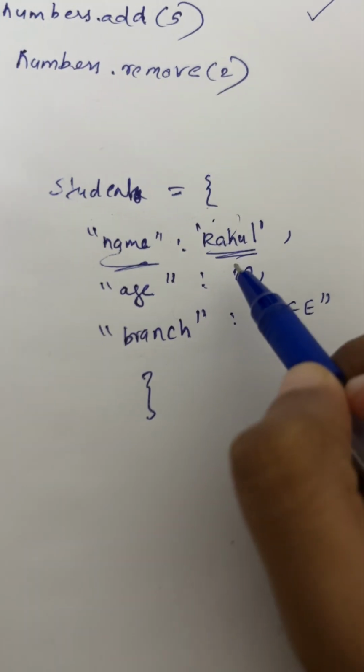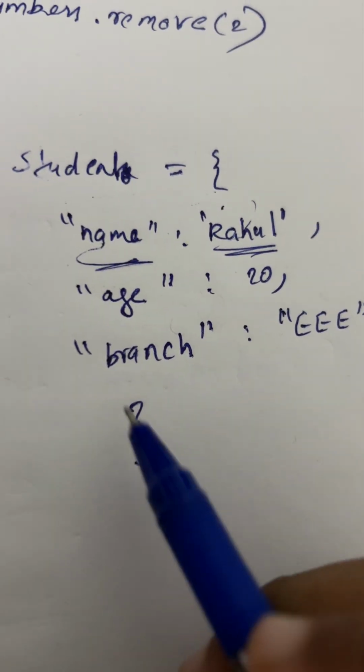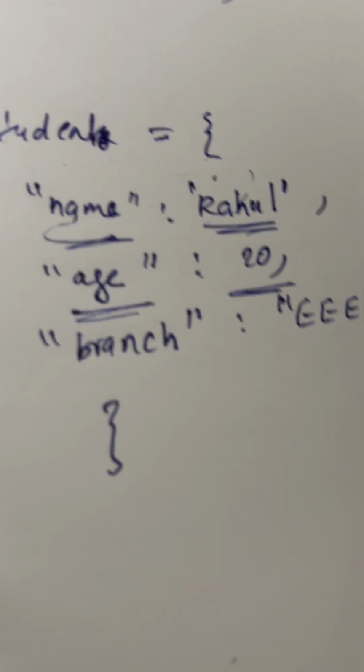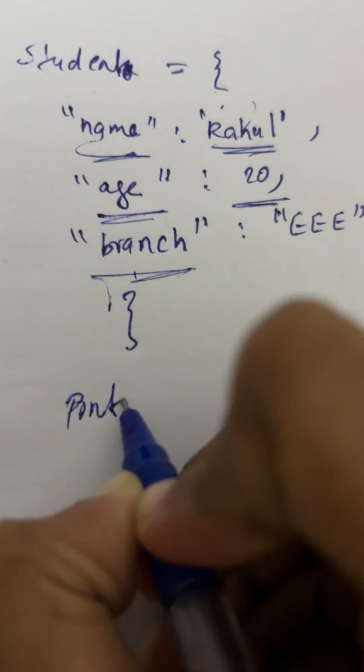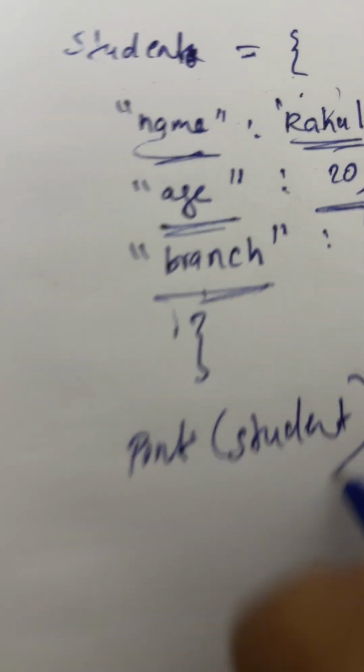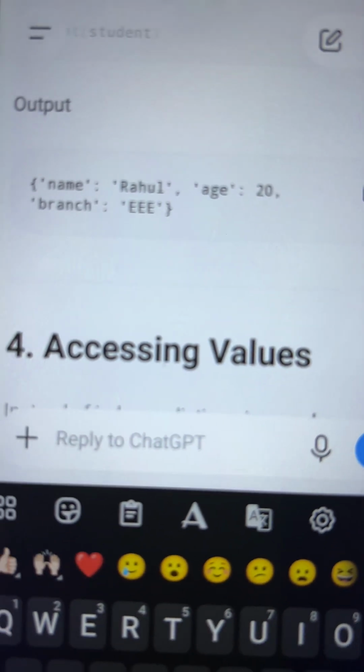Student equal to this bracket creates a dictionary, and name is the key and Rahul is the value. Similarly, age is the key and 20 is the value. Branch is the key and CSE is the value. Now, printing the dictionary: we only need to print student. The output will be name: Rahul, age: 20, branch: CSE. Like this it will come.